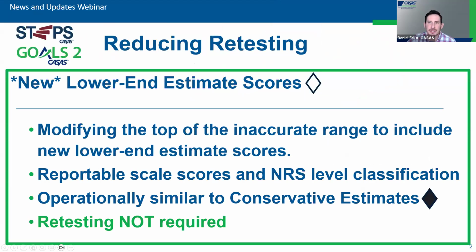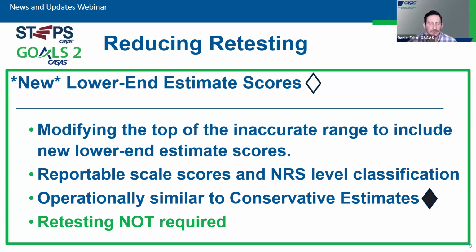Okay, so this is in response to the feedback that we've been receiving from the field about reducing retesting. So we collaborated with OCTAE, the Department of Ed, about a change that we could make that we think will resolve this for the most part, not completely, but largely. So what we're going to be introducing in the new program year is what we're calling a new lower end estimate score. It will be designated by an open or hollow diamond.